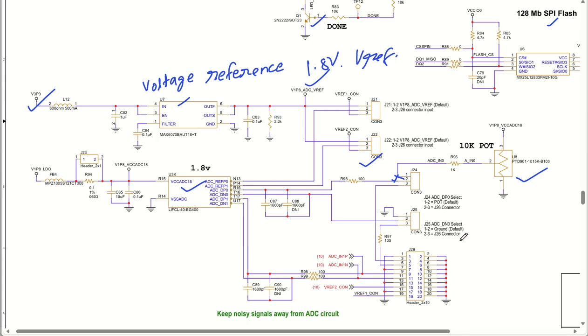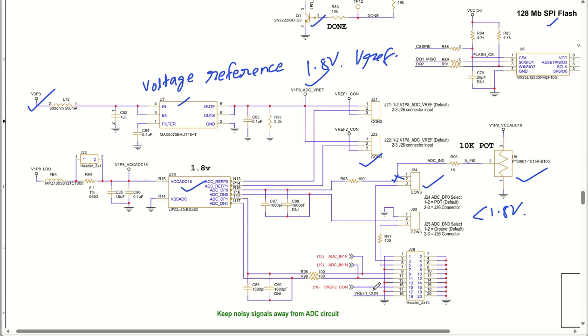Then we have other headers where you can connect some other signal to be measured. If you have a voltage level, which must be less than 1.8 volt, and you have to make sure of that, it can be directly connected at this header, and you can measure the ADC value of that particular output pin.